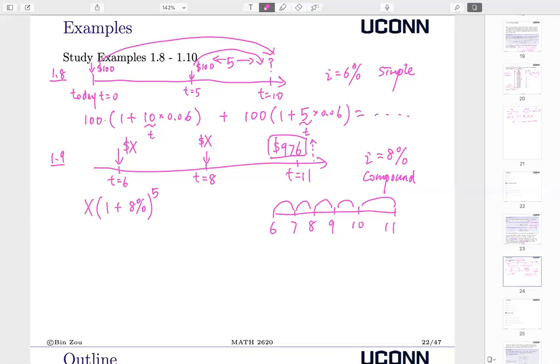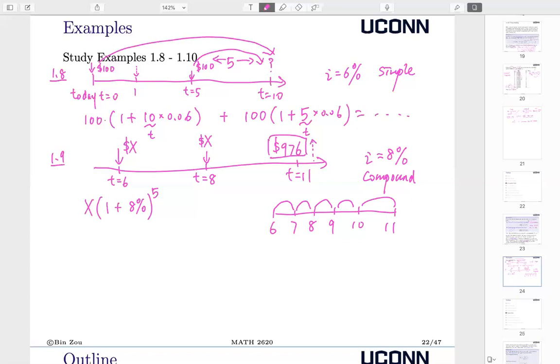Usually the default setup is the end of the year. Sometimes they may say it's the beginning of the year, so you have to be careful. Here in 1.8, I make the deposit today, so it's the same as depositing the money at the beginning of the first year rather than the end. If I deposit at the end of the year, it will be here, but I deposit at the beginning, so it's at time 0. So just be careful.